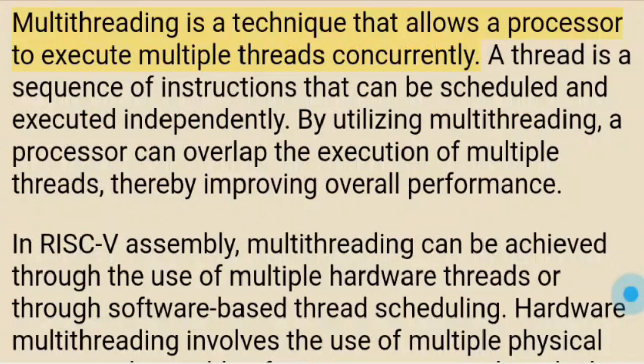Multithreading. Multithreading is a technique that allows a processor to execute multiple threads concurrently. A thread is a sequence of instructions that can be scheduled and executed independently. By utilizing multithreading, a processor can overlap the execution of multiple threads, thereby improving overall performance. In RISC-V assembly, multithreading can be achieved through the use of multiple hardware threads or through software-based thread scheduling.